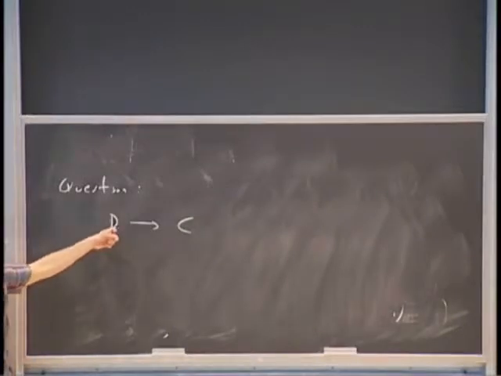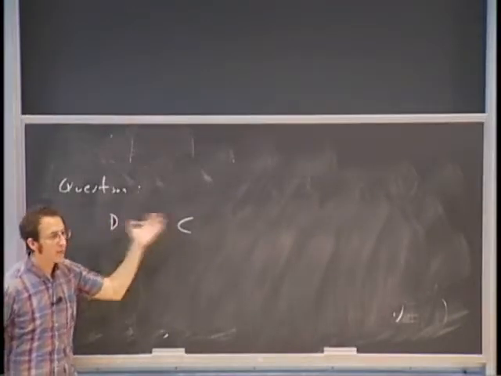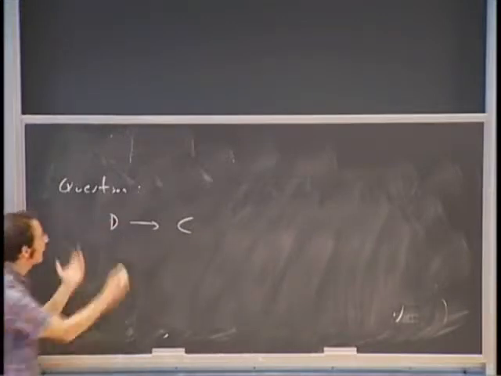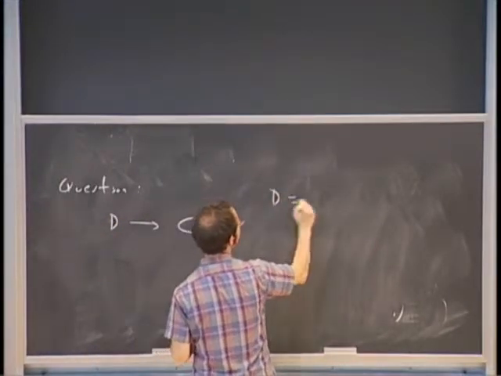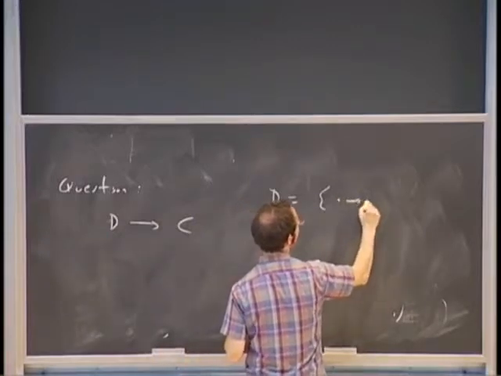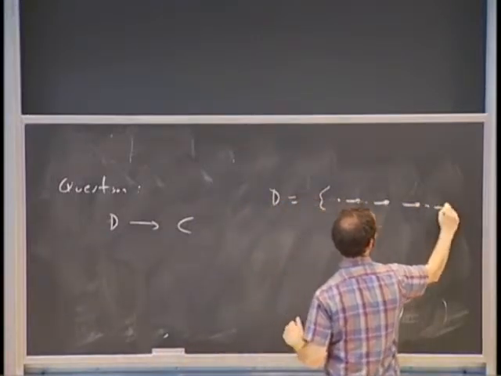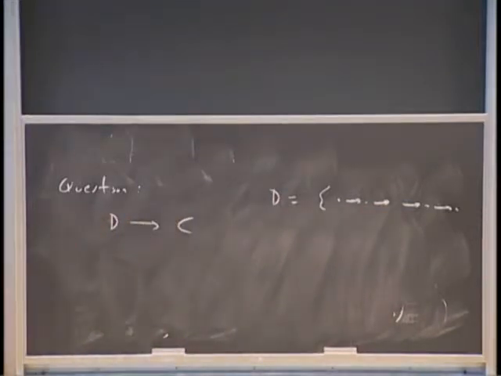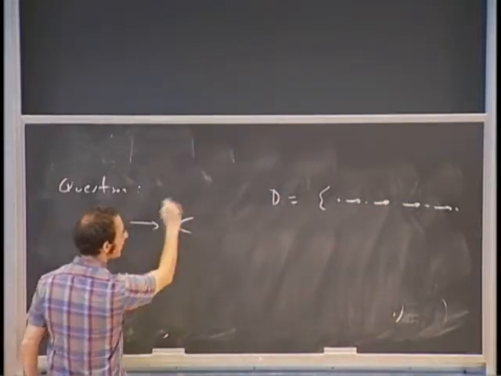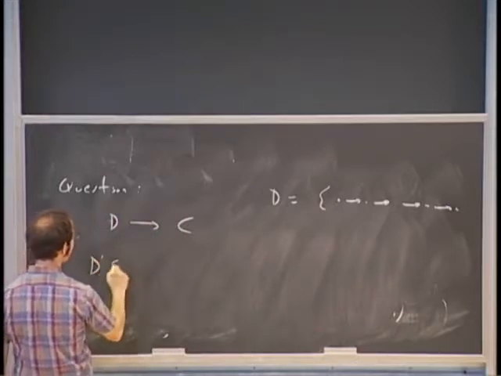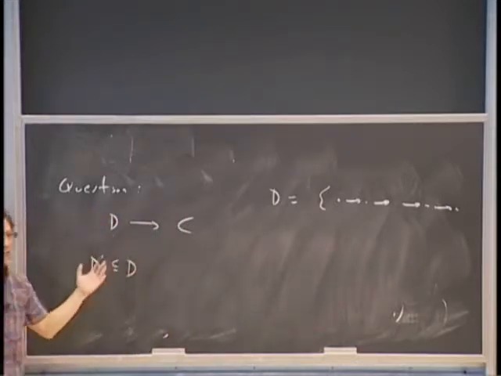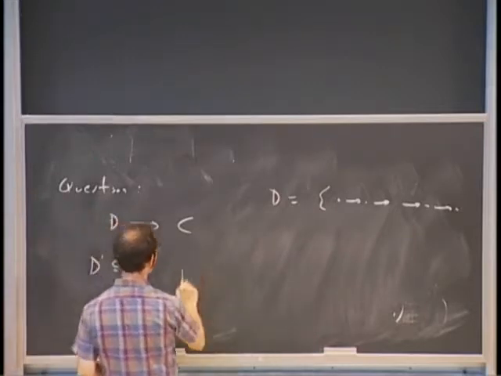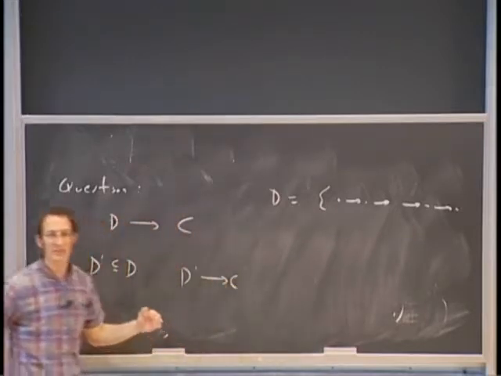You can think of D however you want, but a nice way to think of D is some small discrete category, right? Like, for instance, D is equal to that category, which is the kind of colimit I was writing up above. You can ask, if I have D prime contained in D, this restricts, I get a functor from D prime to C.